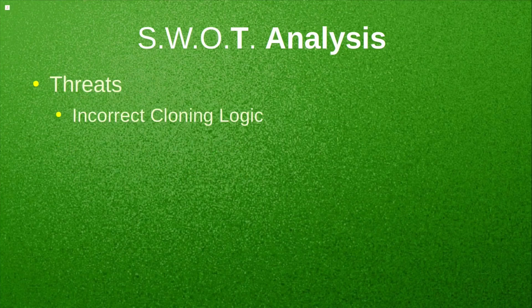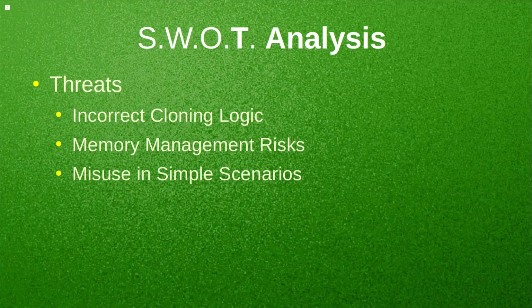Threats. Incorrect cloning logic. A mistake in the clone implementation can silently propagate bugs, especially in multi-level inheritance trees. Memory management risk. Improper handling of dynamically allocated memory during cloning may lead to leaks or undefined behavior in C++. Misuse in simple scenarios. Applying the pattern in trivial use cases is unnecessary abstraction and might confuse newer C++ developers.